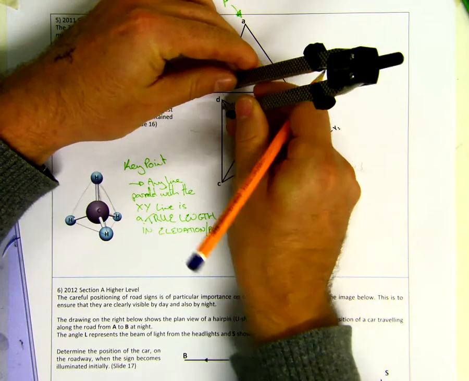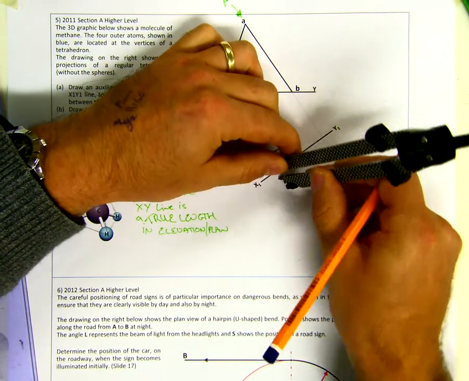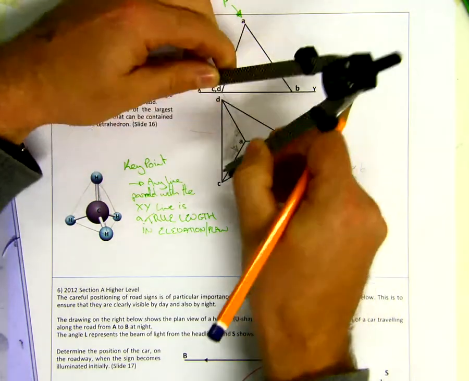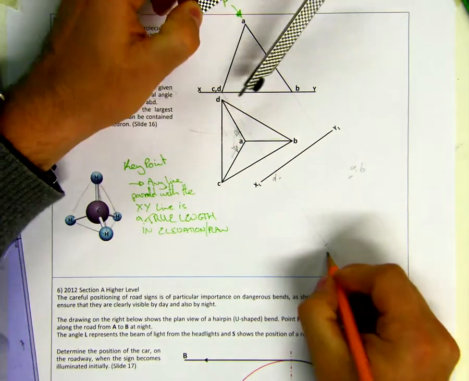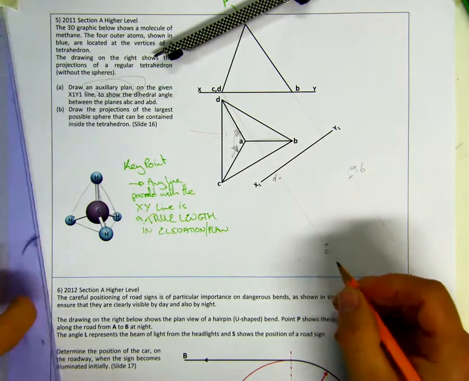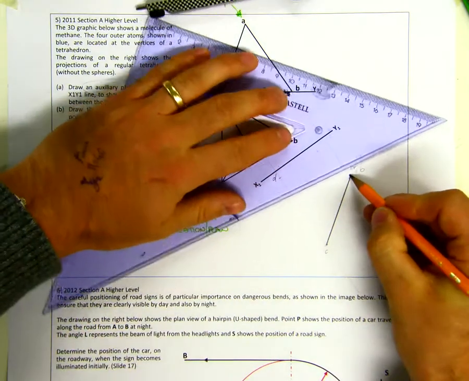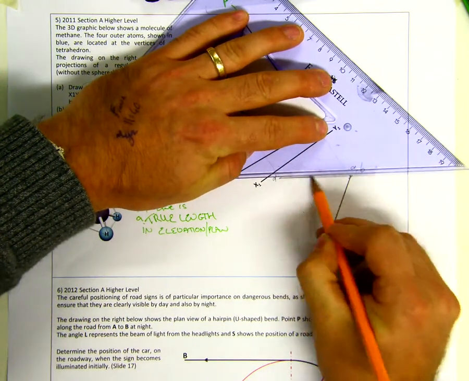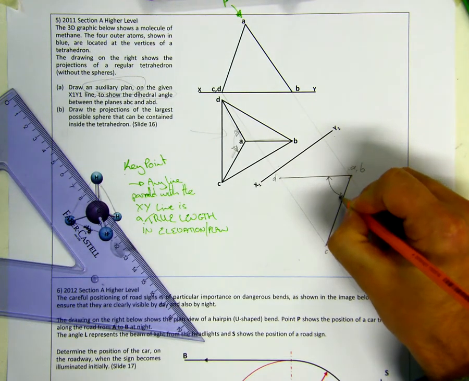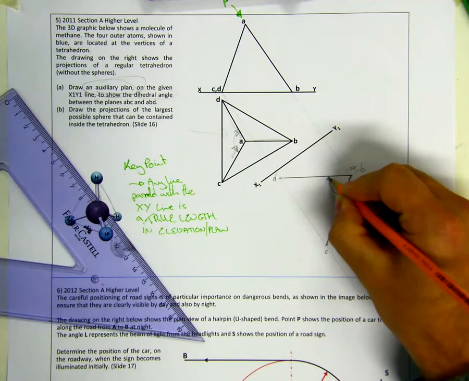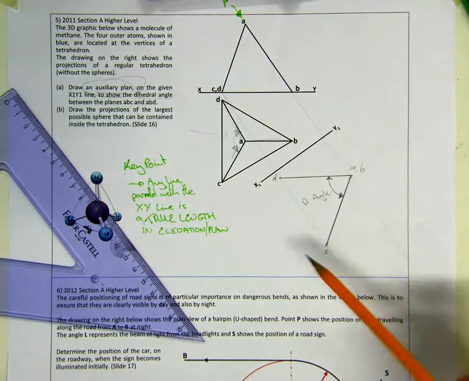We need to get the distance then for D. D is on that line there, so that's D, and we have the distance then for C. C is also on that line, and that's C. So if we join all our points back together, C to AB, and then D to AB, our dihedral angle is given to us here. Okay, so that's step one of it.